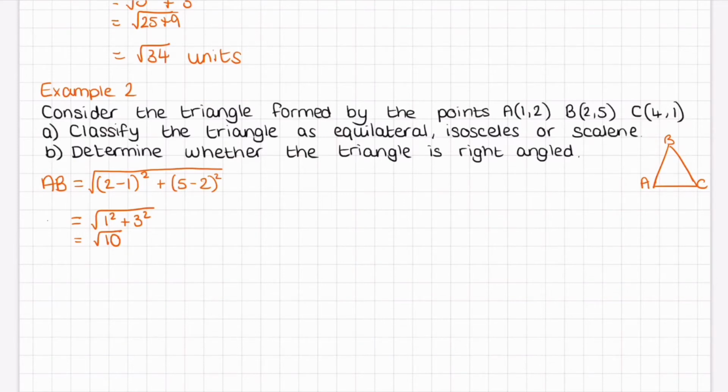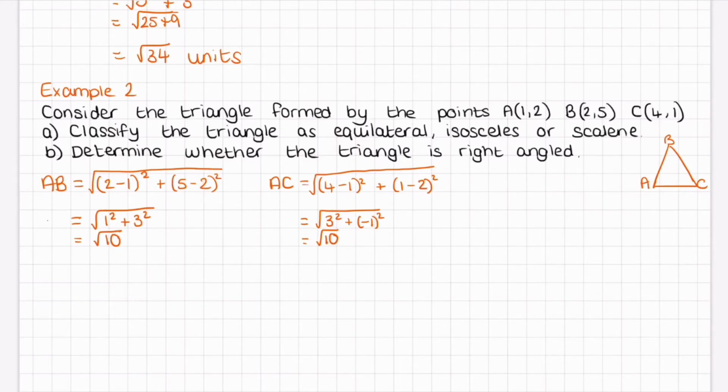We're going to do the same for AC and the same for BC. So if we now look at AC, we'll get 4 minus 1 all squared plus 1 minus 2 all squared, and we'll do the square root of that, which will give us 4 minus 1, so we're going to have 3 squared plus 1 minus 2, which will give us -1 squared. 3 squared is 9, plus -1 squared is 1, so we're going to get the square root of 10 again. So we now know it's not scalene, so we're going to work out, is it equilateral or isosceles?